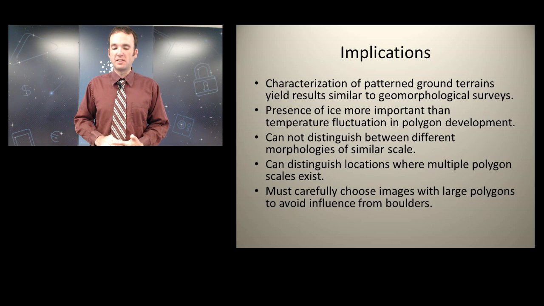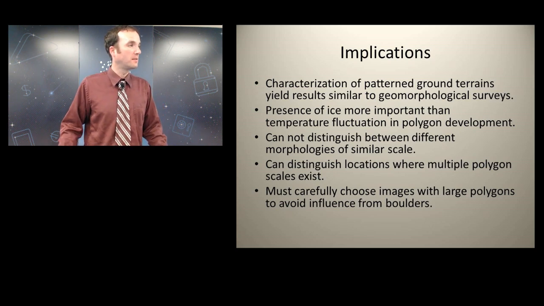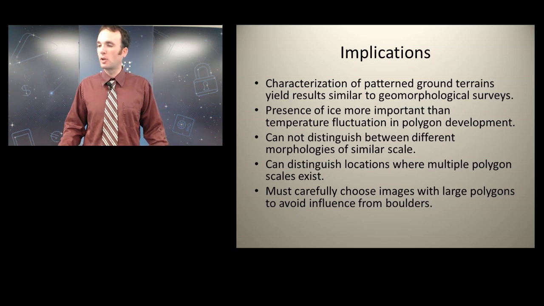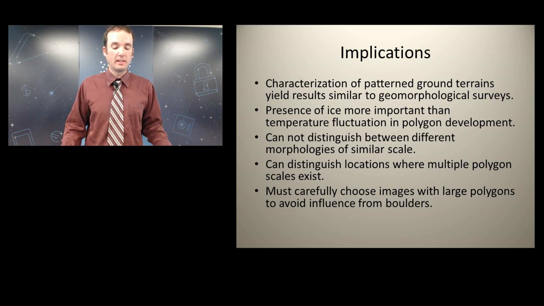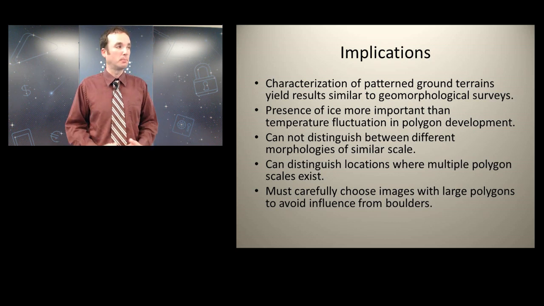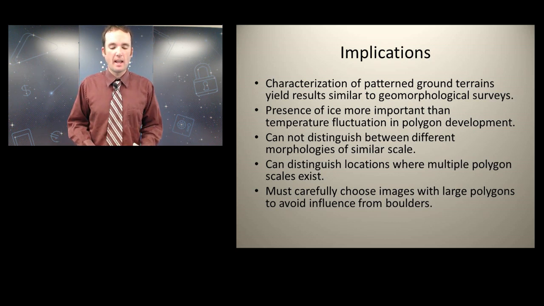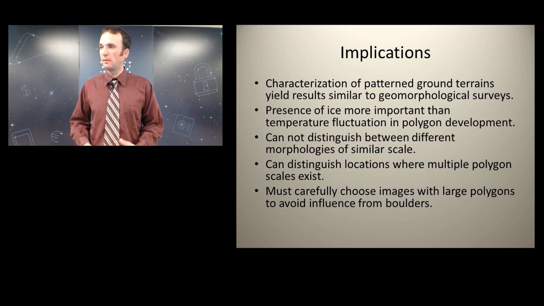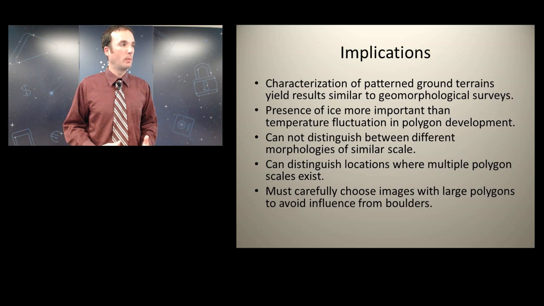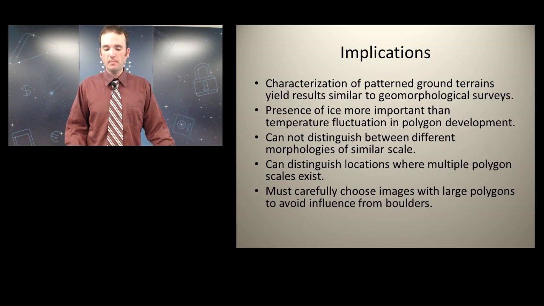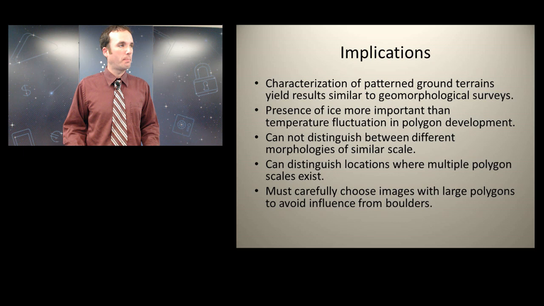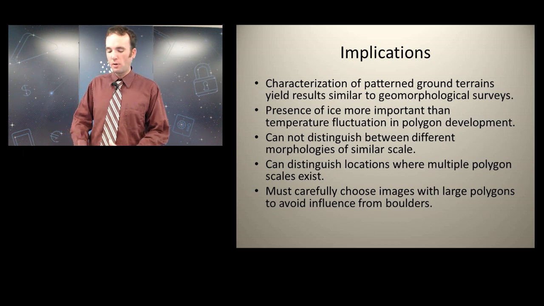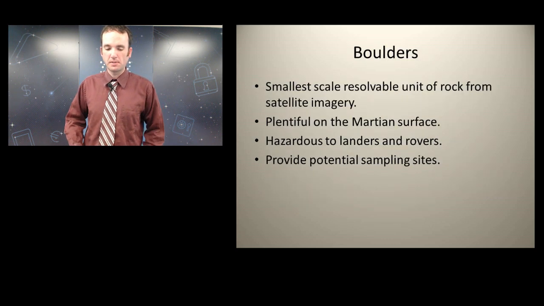We cannot, however, distinguish between different morphologies of similar scale, which is a benefit that current subjective studies are able to do. One thing we can do, though, is distinguish locations where multiple polygon scales exist. And finally, we have to be careful about choosing our images specifically for large polygons. That way we can avoid the influence of boulders. And so that was one part, and I think now we'll head over and start looking more specifically at the boulders on these terrains themselves.